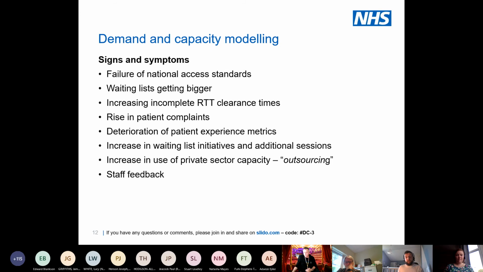If you find that you are having to put on waiting list initiatives and additional sessions, again, it's an indication that you might have a demand and capacity imbalance. The increase in the use of private sector capacity, so that outsourcing, and also, and this is a really, really important one, is staff feedback. If staff feel like they are running at 1,000 miles an hour and not making any headway, again, it's an indication that you might have a demand and capacity imbalance.